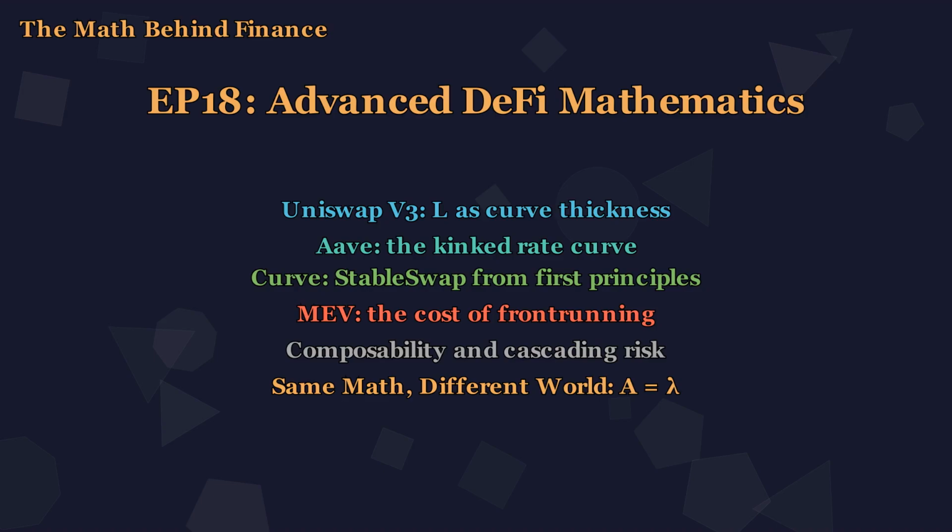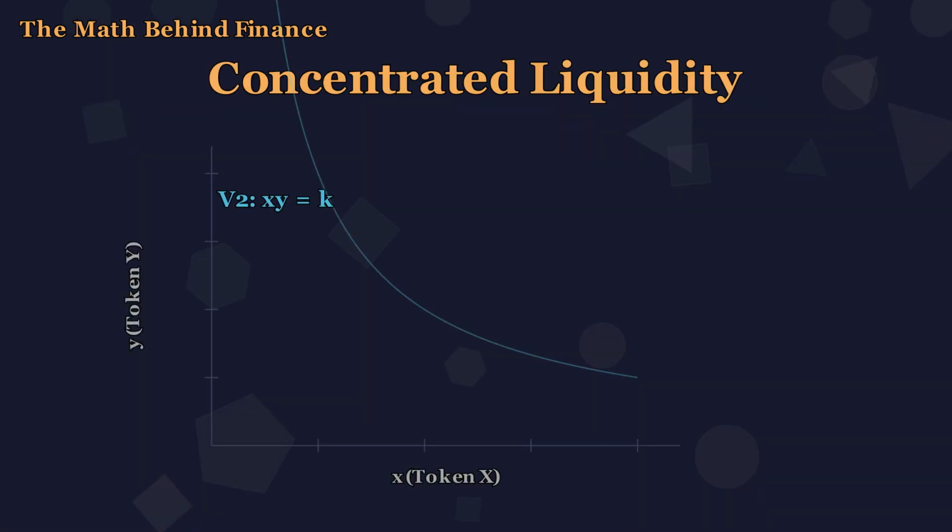And we will discover that every one of these DeFi mechanisms is a trade-off curve between bias and variance, the same trade-off that governs regularization in machine learning. In episode 5, we showed the constant product curve, xy equals k.